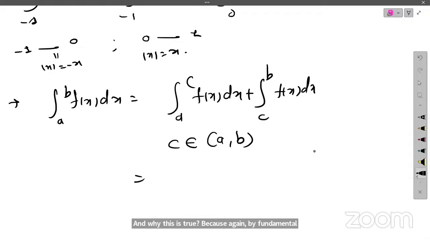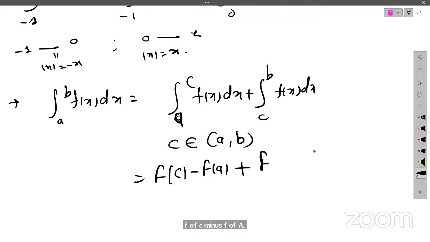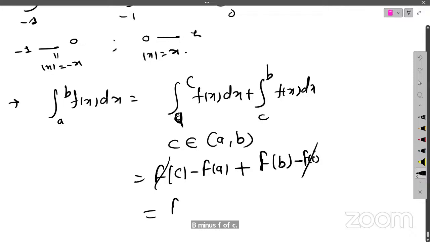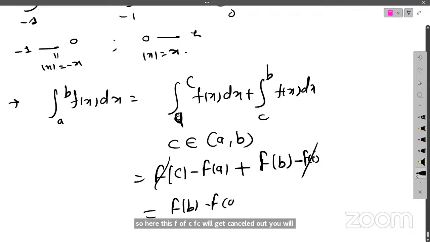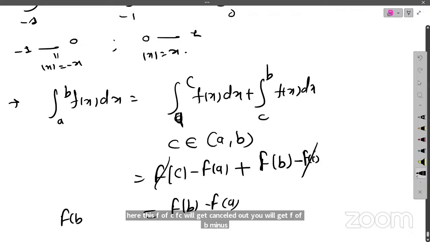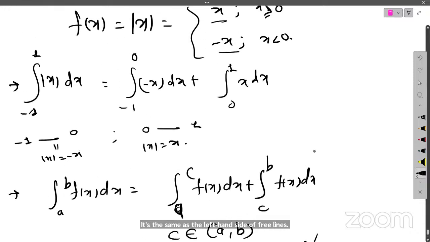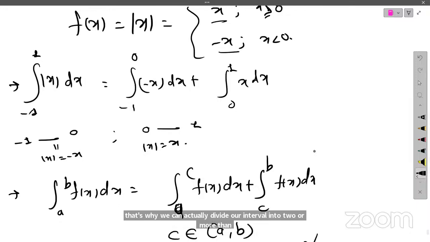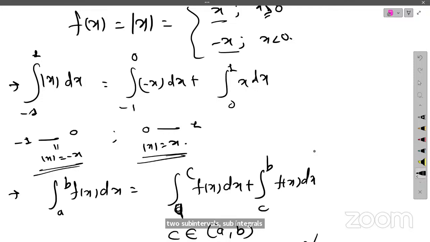If you expand the right hand side, you will get capital F of c minus capital F of a, plus capital F of b minus capital F of c. So here capital F of c will get cancelled out. You will get capital F of b minus capital F of a, which is the same as the left hand side. So that's why we can divide our interval into two or more subintervals, subintegrals, for calculating the integral of any piecewise function.